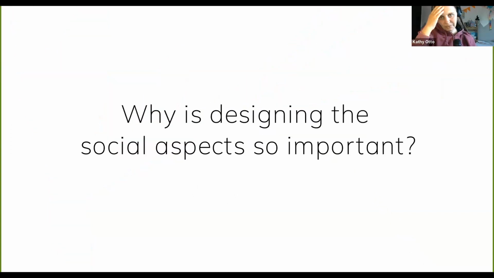So the first thing is, why is it so important to design the social aspects, the invisible, the inner aspects of a permaculture design or of any design, basically? Because if we don't do it, the design will fail. Point. It's simple. It's like this.